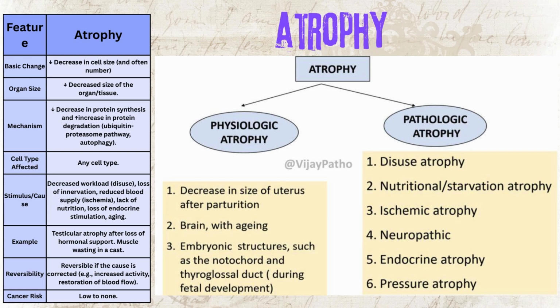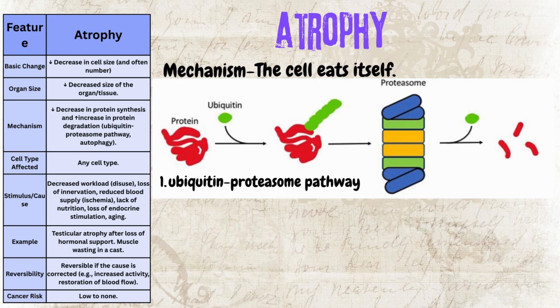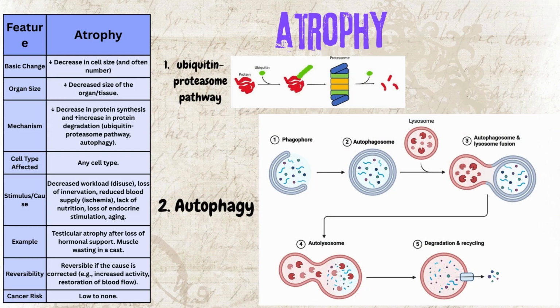Atrophy. Let's understand the mechanism. Actually, the cell eats itself. Via the ubiquitin proteasome pathway, the proteins are tagged with a trash sticker and shredded by the proteasome. In autophagy, the cell wraps up old organelles like mitochondria in a bag known as an autophagosome and fuses it with a lysosome to digest them. The leftover undigested pigment is called lipofuscin.